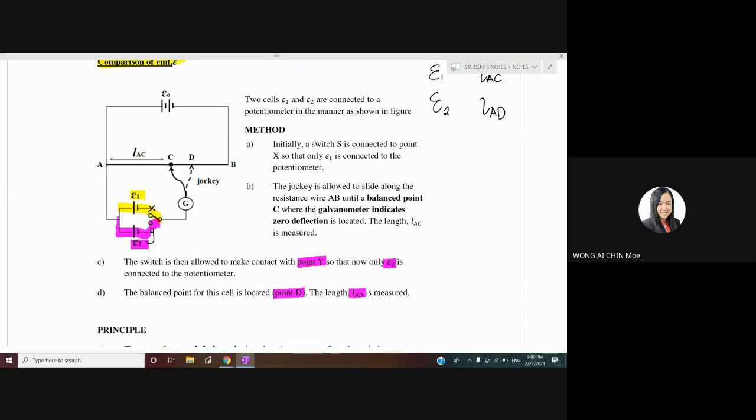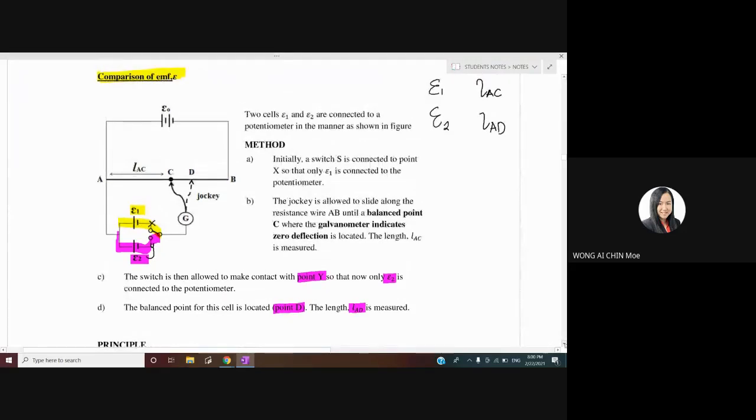Okay, meaning that at AD, your epsilon 2 only will balance. Okay, so we can actually determine it, we can do it in a ratio.